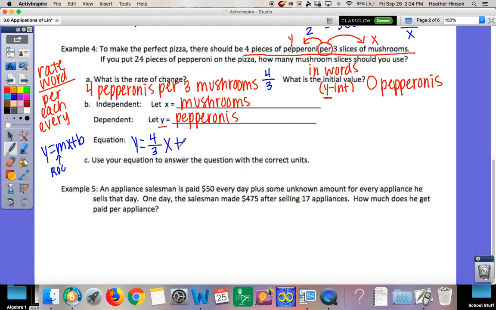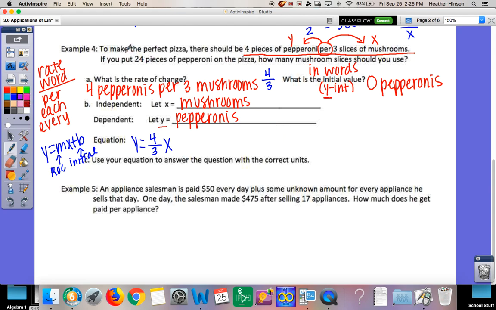And then x plus b is your initial. So what was our initial? Well, over here it's 0. So plus 0 we don't need, so we can just erase that off. You never have to put plus 0. And then use your equation to answer with correct units.